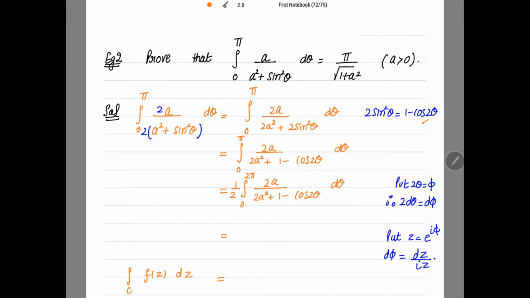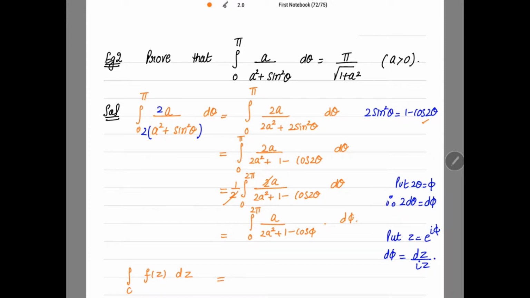Is it clear? Alright. Let's cancel this 2 with this 2. And also because I need a single variable over here, instead of 2 theta, I put 2 theta equal to phi, and 2 d theta equal to d phi. So this is 0 to 2 pi of a over 2a square plus 1 minus cos of phi d phi. Fine? Alright.